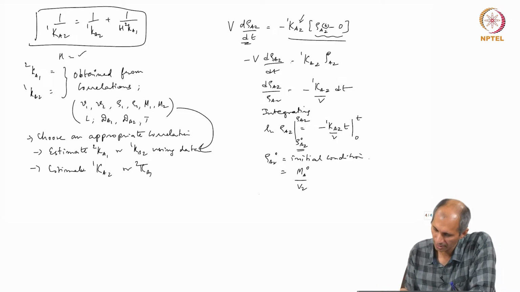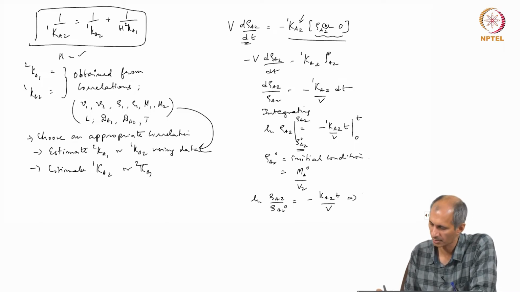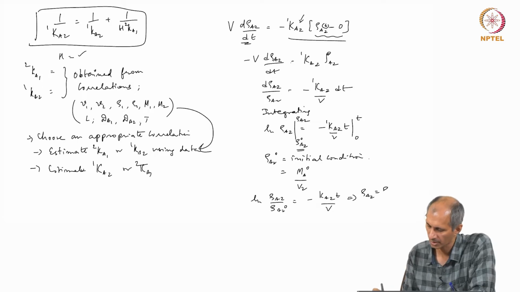So, this equation will be ln of rho A2 by rho A2 0 equals minus Ka2 t by V. Essentially this becomes rho A2 equals rho A2 0 into exponential of minus Ka2 t by V.